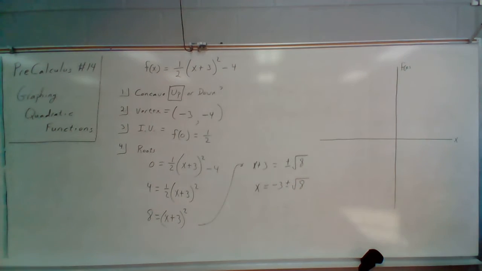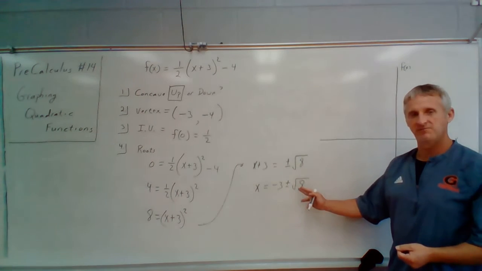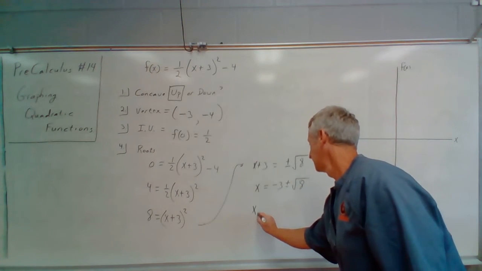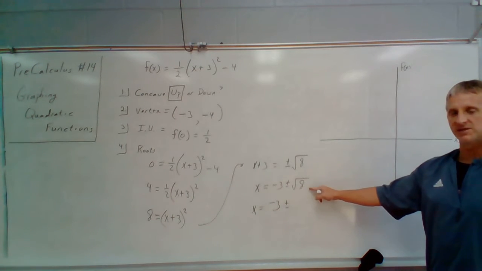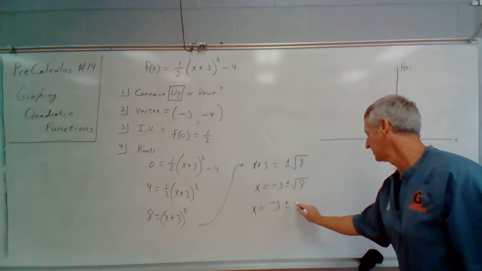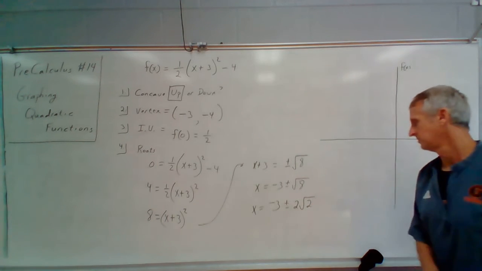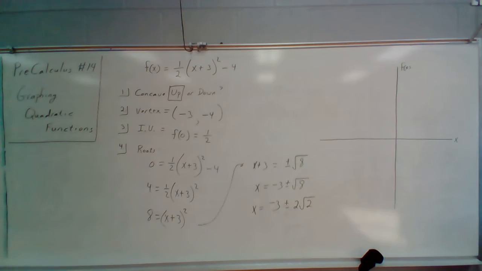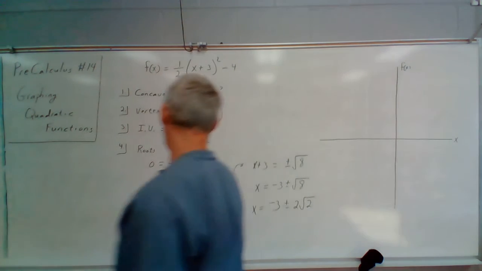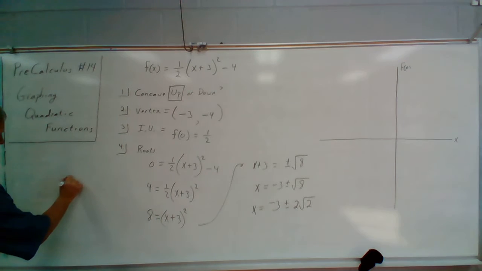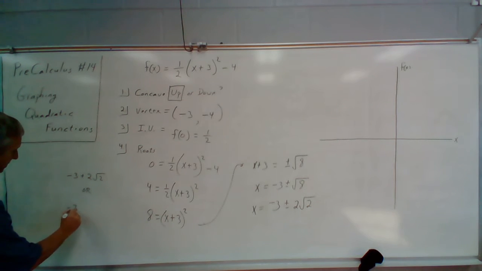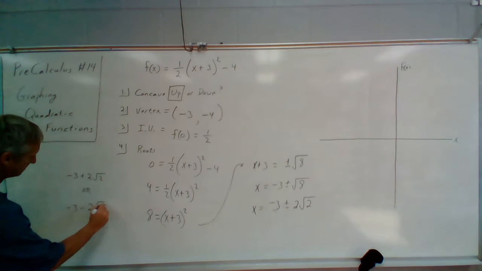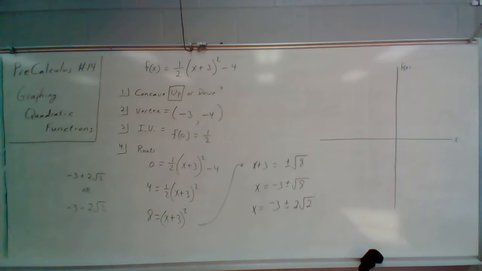And remember, we can simplify the square root of 8. Let's turn that into the square root of 4 times the square root of 2. X equals -3 plus or minus the square root of 4 times the square root of 2. The square root of 4 is 2. So I get 2 times the square root of 2. So my roots are -3 plus 2 times the square root of 2, or -3 minus 2 times the square root of 2. So there's my 2 roots.